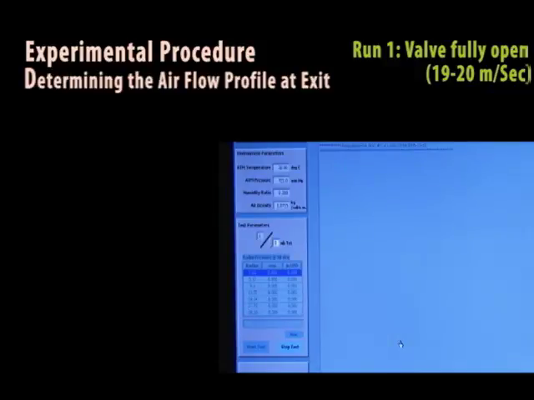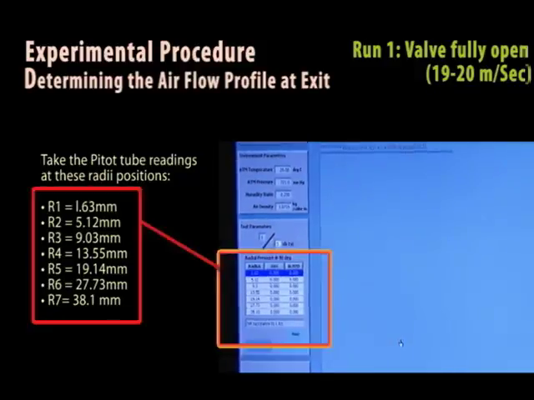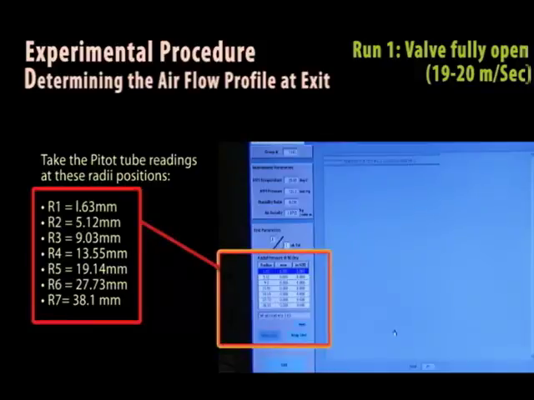Determining the exit flow profile. To determine the flow profile at the exit of the tube, the pitot tube readings at several radii positions should be collected and processed by the LabVIEW software and the pressure transducer. These positions approximately represent the mean velocity for 5 concentric equal areas.